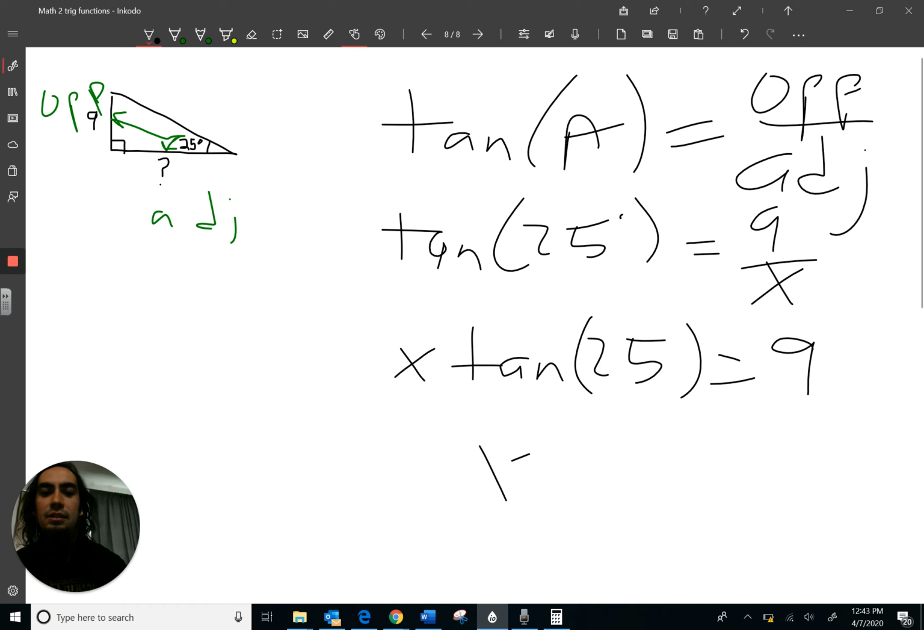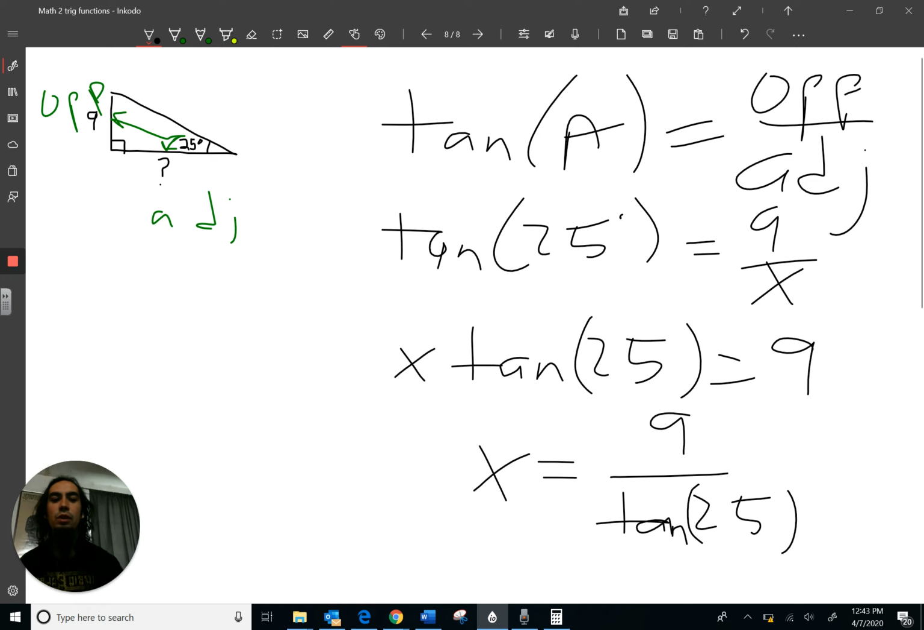To get x by itself, I'm going to divide tangent on both sides. I'm skipping the middle steps for the sake of the length of the video. If you do have questions about the middle steps, feel free to let me know. I will work through more problems if you need me to. Okay, so here's x. It's 9 over tangent 25. Time to bust out the calculator.